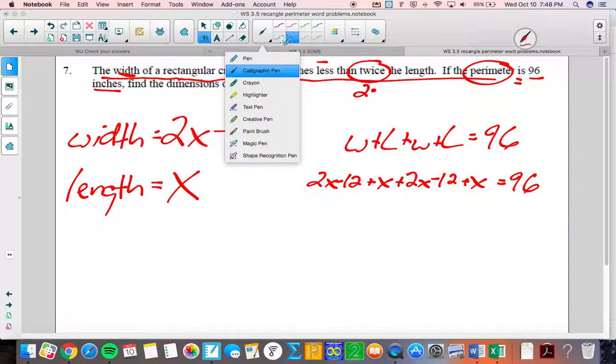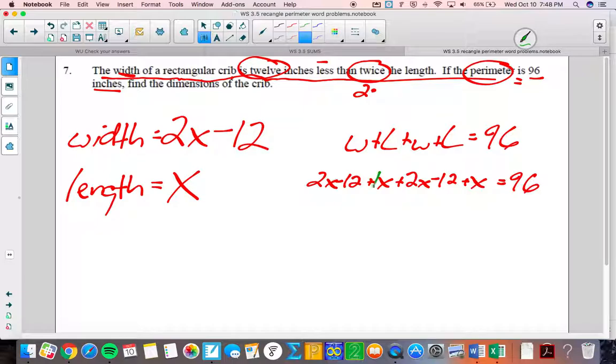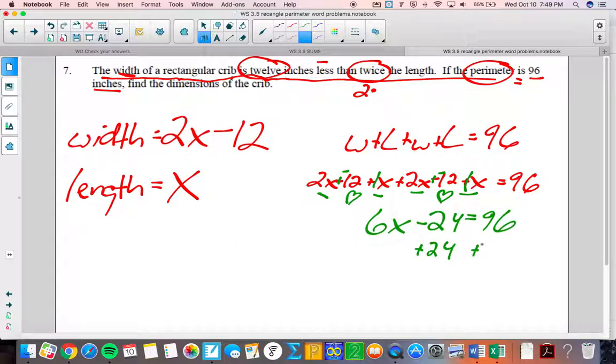It's not scary. Let's just take a deep breath and combine like terms. So we've got 2x and 1x and 2x and 1x. Those are like terms. That makes 6x. But don't forget about the negative 12, right? Because that minus sign affects the value after it. You can chop slash that. So that's a negative 24. Equals 96. This is a really easy equation to solve. I made it too easy for you. So you get 6x equals 120. So divide by 6 to get x equals 20.